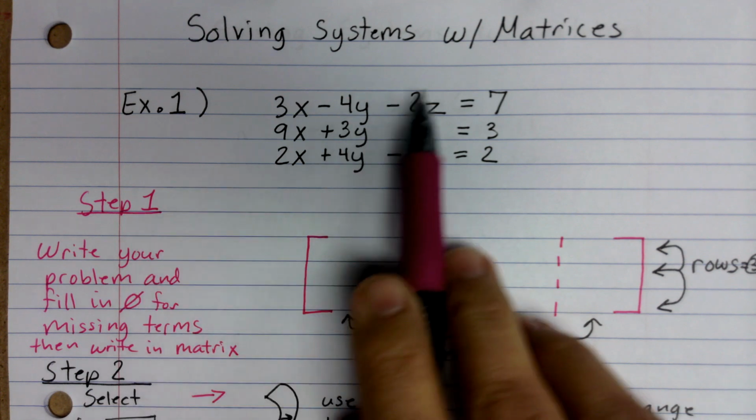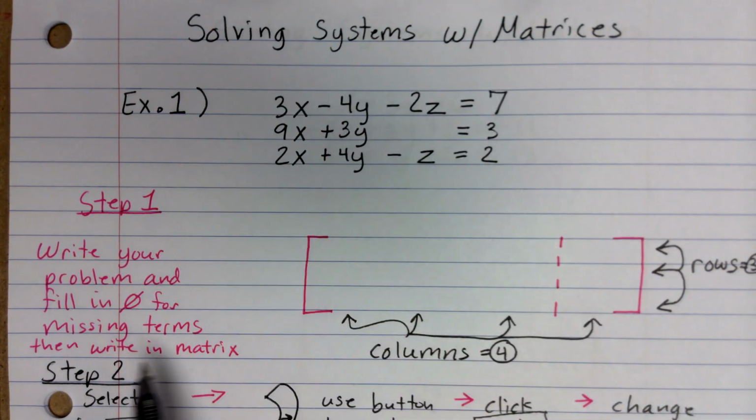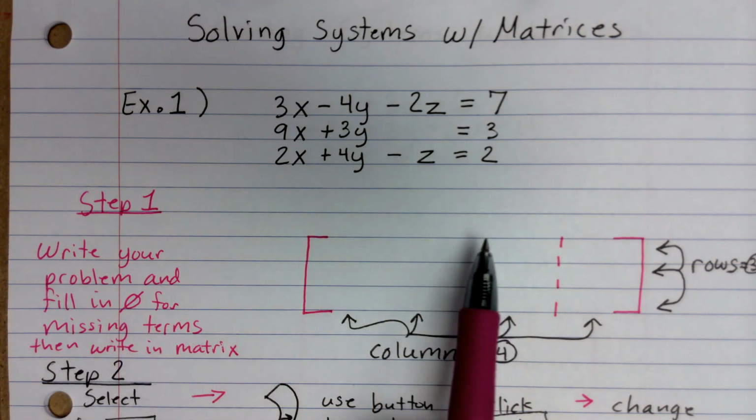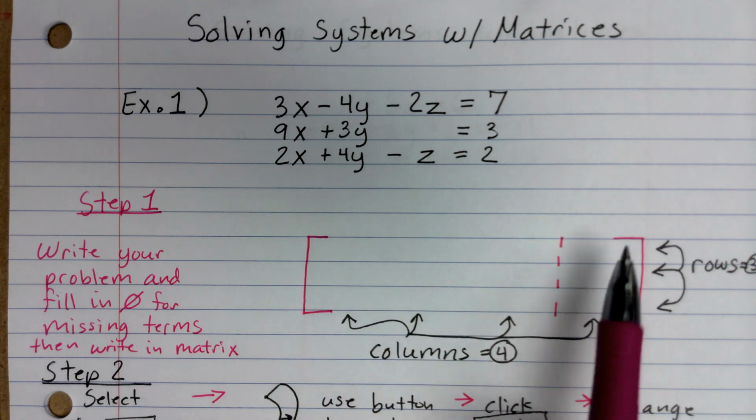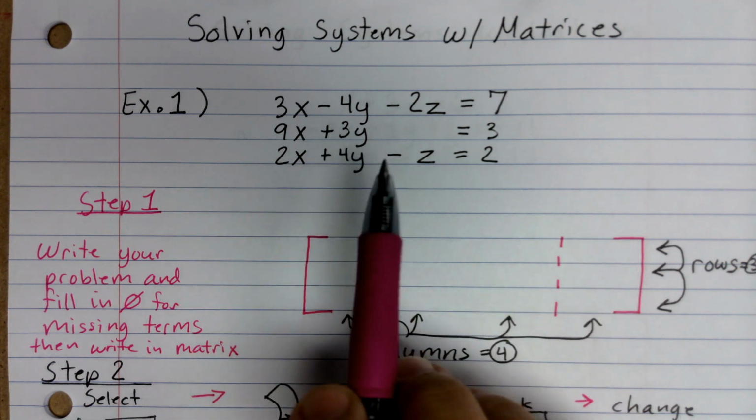So our step 1 for this problem, and this is how it would be given, is we're going to write your problem and fill in 0 for missing terms. And then we're going to write it in the matrix. And when I say matrix, I mean with these brackets right here that you see. And so let me show you how to do that real quick.